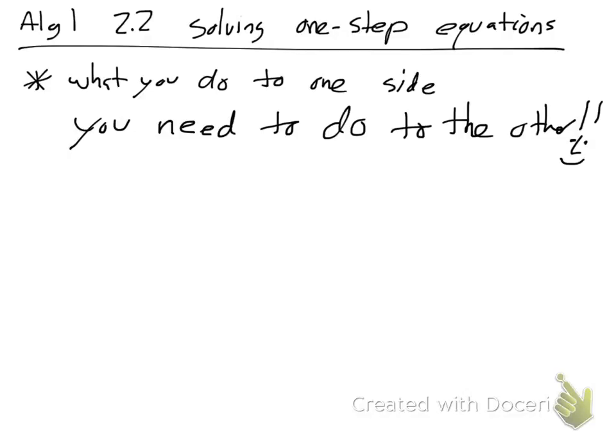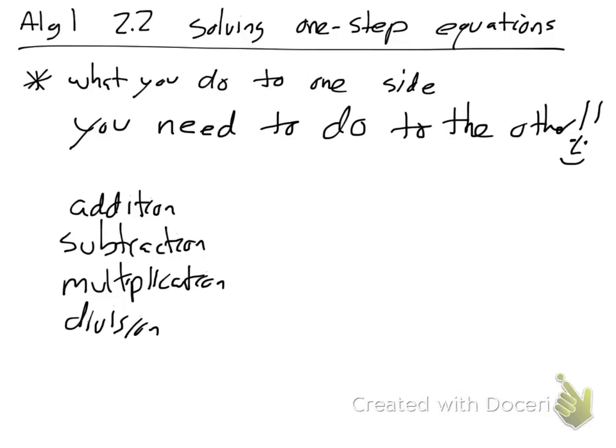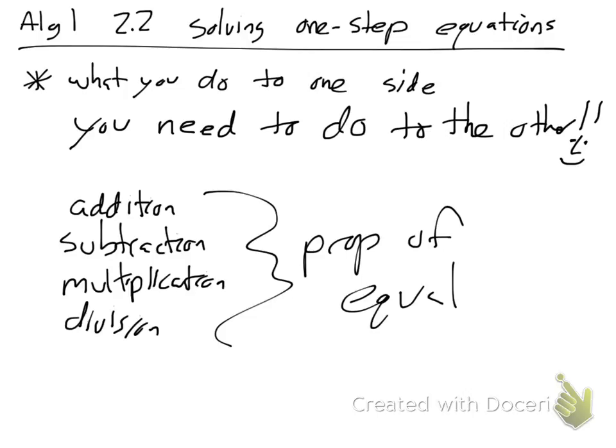This is 2.2, solving one-step equations. There are 4 different properties that they want to go into, and those properties are addition, subtraction, multiplication, and division properties of equality. So we got properties of equality.